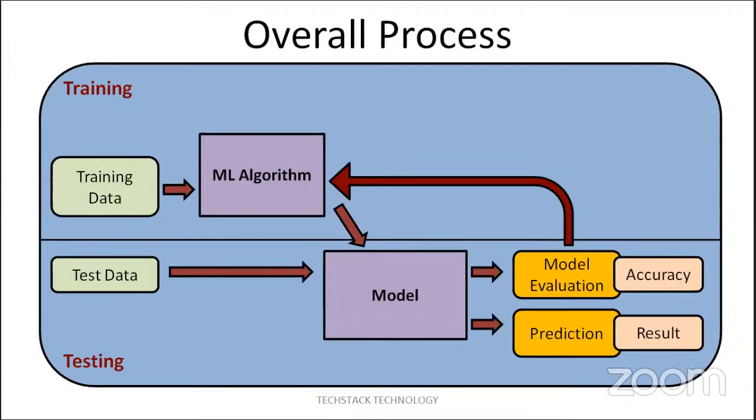In parallel, we need to do a model evaluation process. If the model gives a good accuracy, that's okay. If it does not, further tuning happens in the machine learning algorithm, and again it gives another model. If a model gives a good accuracy, we stop there. If not, this process is repeated. Once it meets the expectation, the model is fit for any kind of prediction process. So this is the overall picture of machine learning techniques.